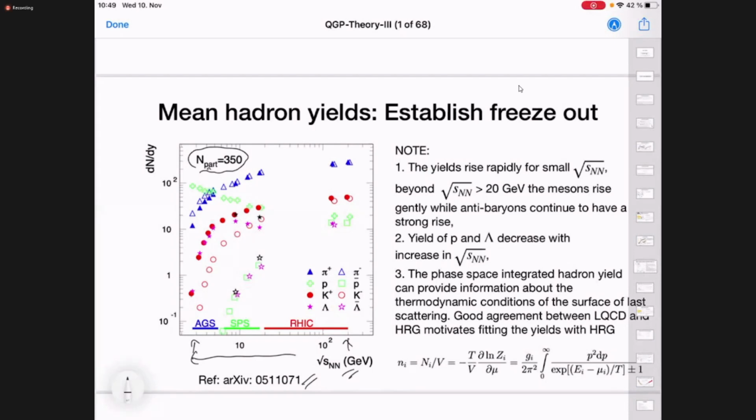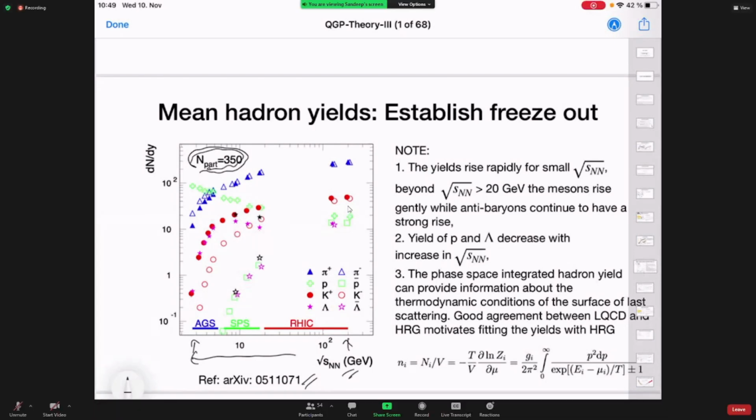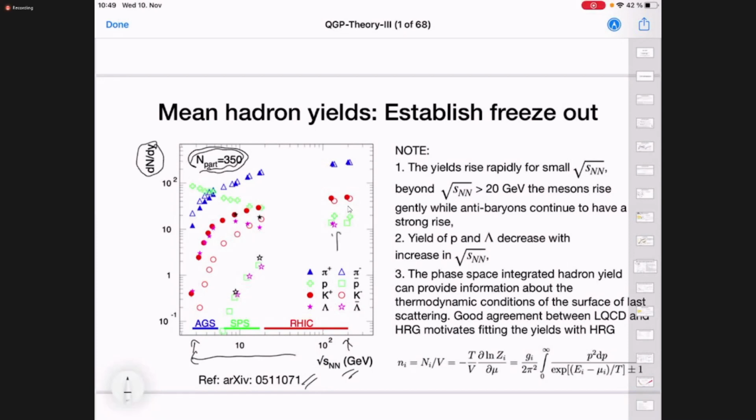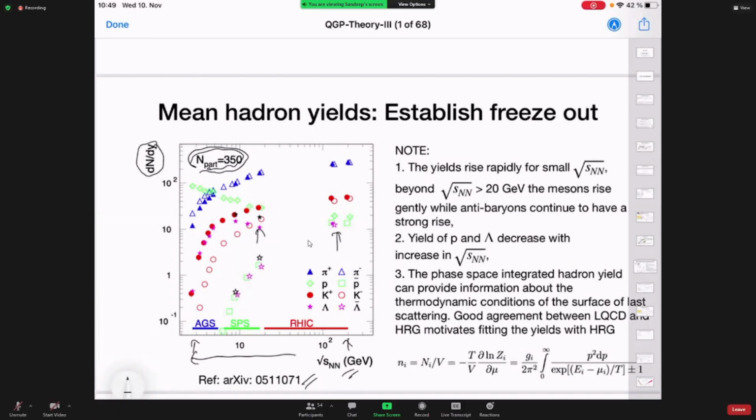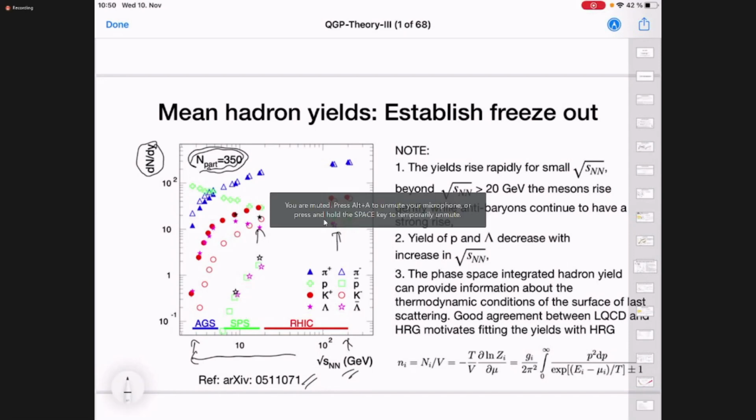So the N part is kind of similar, because only then does it make sense to compare the yields of different experiments. So that's what they have done. A little bit of modeling has gone in that sense, but otherwise this is data. So what is the first thing that we notice? Let's start from low beam energies.